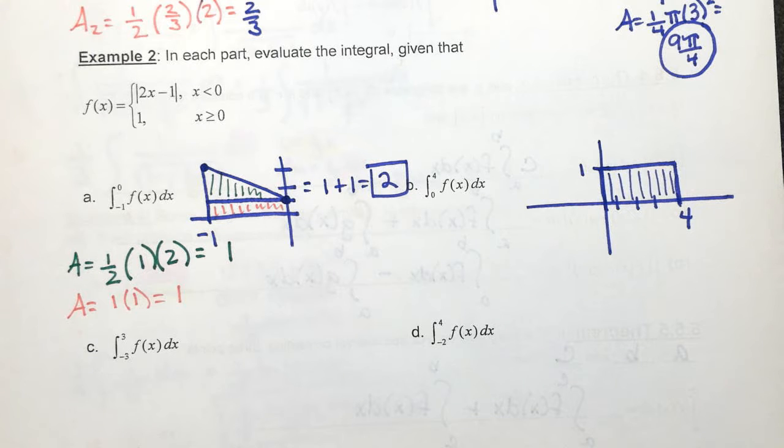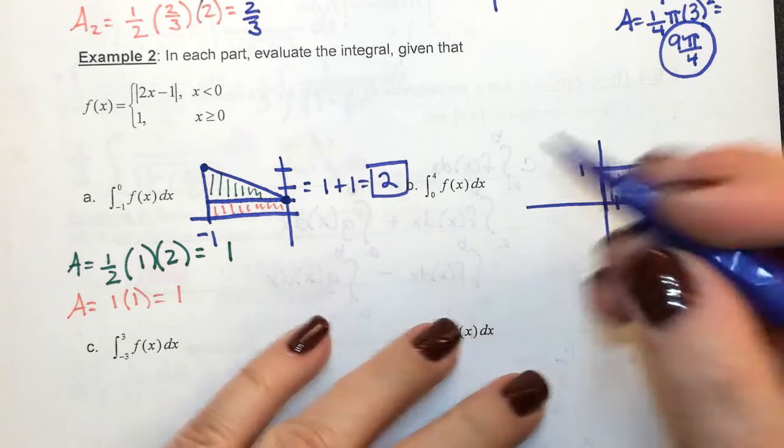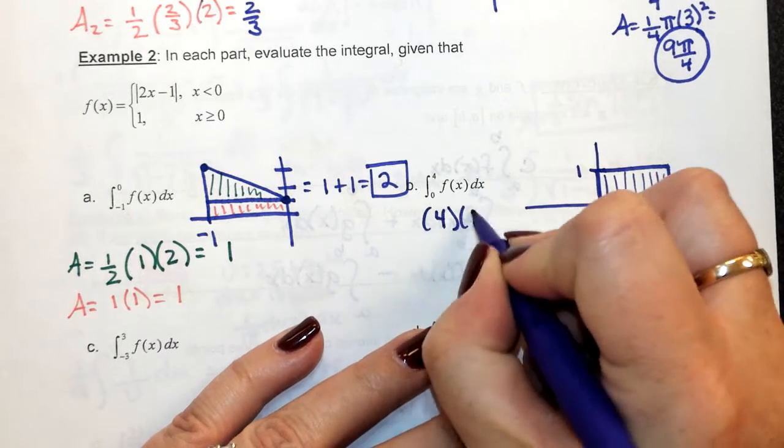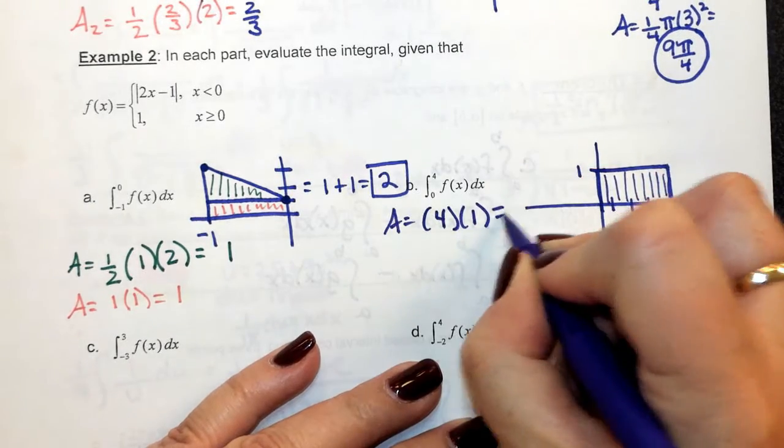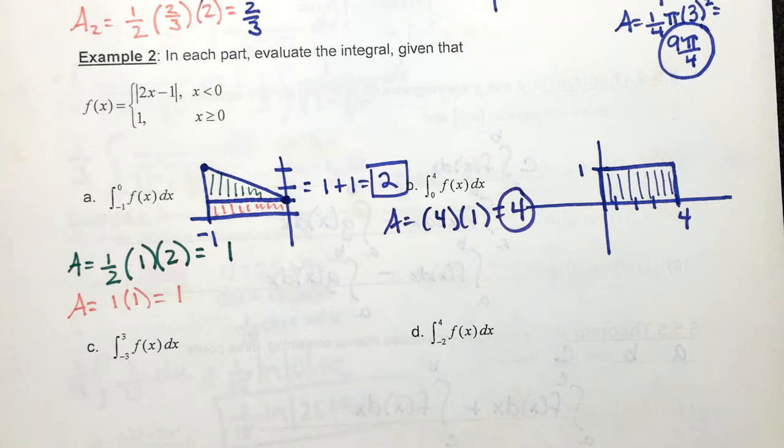So do we come up with an area? What was the area that we came up with? An area of, again, 4 times 1, because it's the area of a rectangle, so we should come up with an area of 4. So any questions on that one?